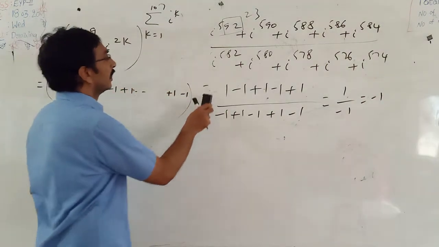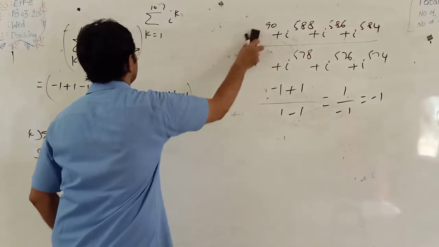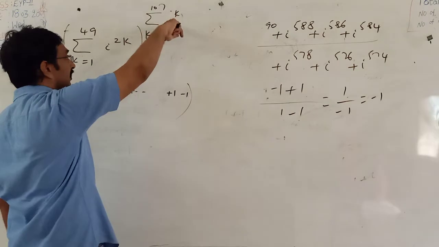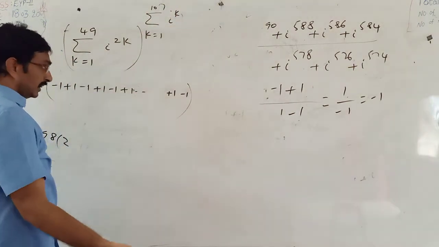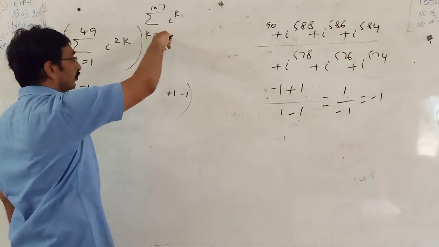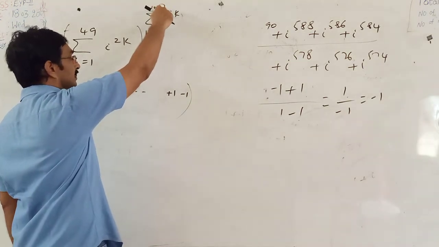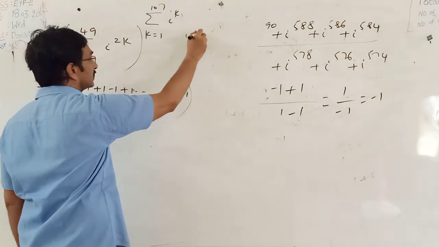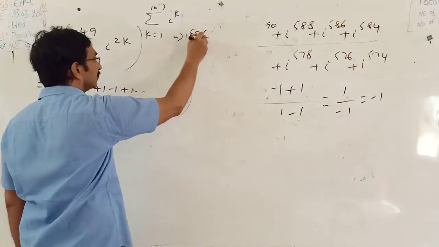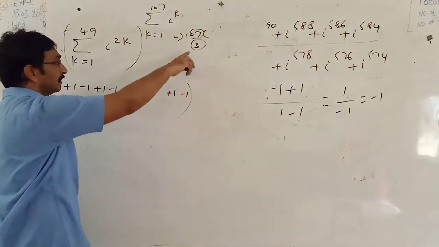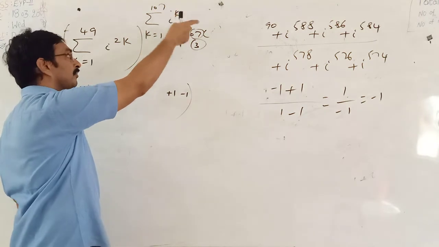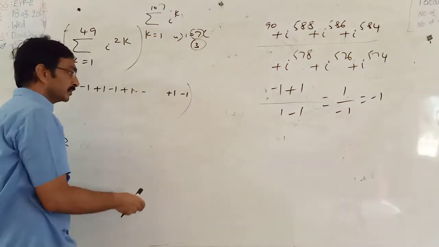Now I am finding the power value. Sigma k equal to 1 to 107 of i power k. Just see the number of terms, 107. Clearly the number of terms is 107. Divide by 4. Clearly the remainder is 3. Remainder 3 means after cancellation there are just 3 terms remaining. These are the first 3 terms or last 3 terms.